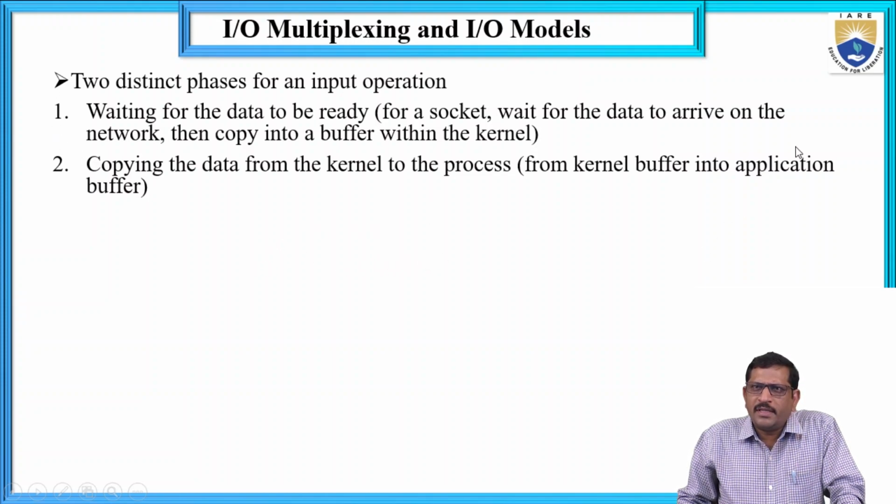Here, whatever data is received by the server will be copied into the buffer within the kernel of the operating system. Then the data is copied from the kernel, using the kernel buffer, to the related process. Now you can say it is copied from the kernel buffer into the application buffer, for whatever applications are running on the server side.